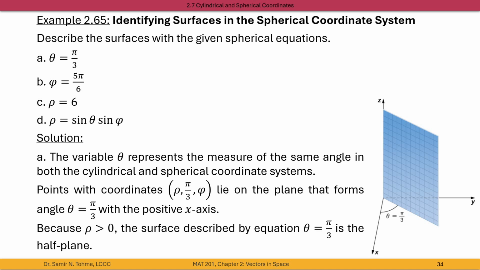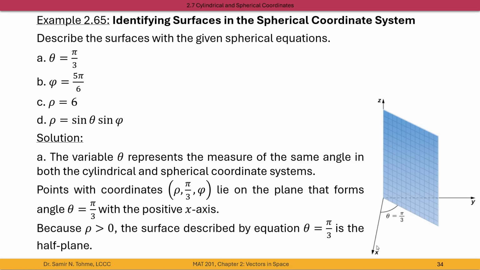In example 2.62, we identified surfaces in the cylindrical coordinate system. In this example, example 2.65, we will identify surfaces in the spherical coordinate system. Describe the surfaces with the given spherical equations. We will start with the first one, part A, theta equal to pi over 3. Replacing pi over 3 for theta over here, we will get coordinates rho, pi over 3, phi.